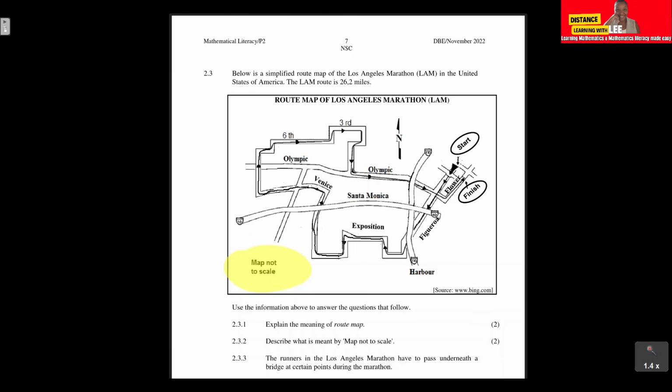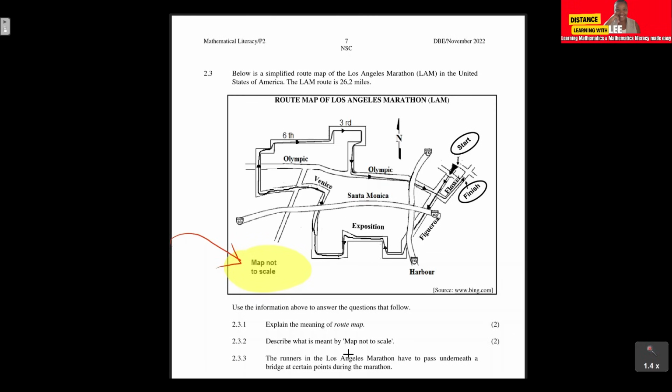So what does that mean? Practically, if you were to measure the distance as a crow would fly from this point to that point on this map, and you got that distance to be, let's say, 20 millimeters, this measured distance on paper in no way gives you information about the actual distance in real life. There is no relationship between the measured distance on this map and the actual distance in real life, because we are told that this map is not to scale.